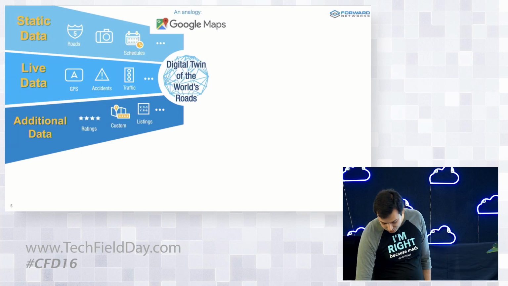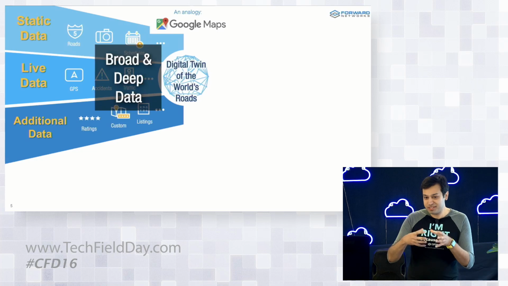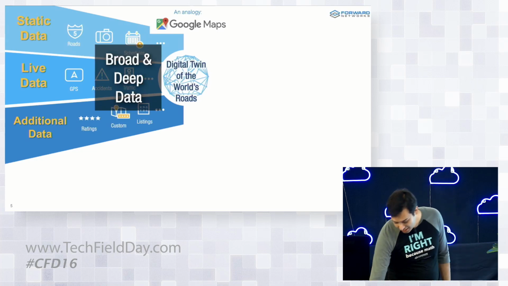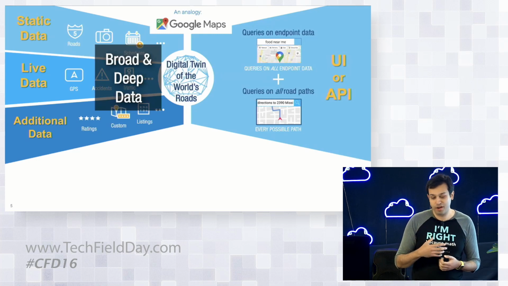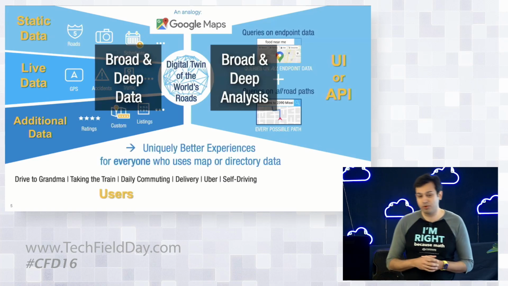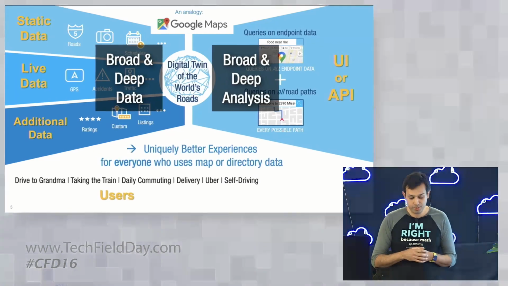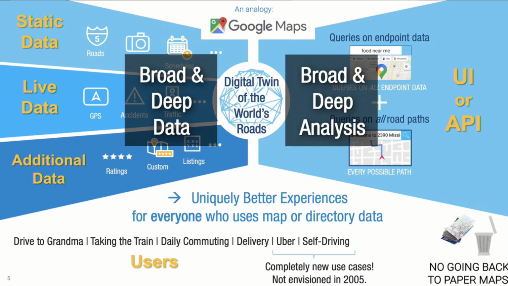What makes Google Map useful is broad and deep data combined with analysis that they do on top of that data, and then presenting the result of that analysis in useful UIs or through API endpoints. To the point that it becomes very useful for all sorts of use cases. Whether I'm doing a simple task like driving to grandma, or I'm doing daily commute, or if I'm a more advanced developer developing an app like Uber or self-driving, I can take advantage of that data. And the use case is so compelling that there is no going back.